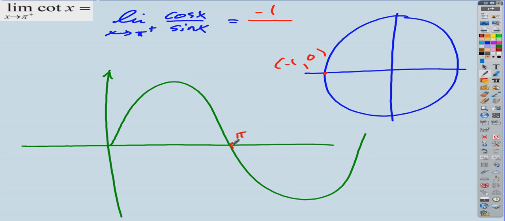So if I'm approaching this point on a sine function from values of x greater than pi, that ant is walking along the function from this direction, isn't he? So he's approaching 0, but he's approaching a y value of 0 from negative y values, isn't he? Everybody agree? So that's a 0 minus.